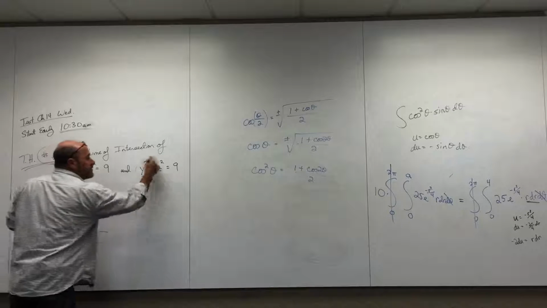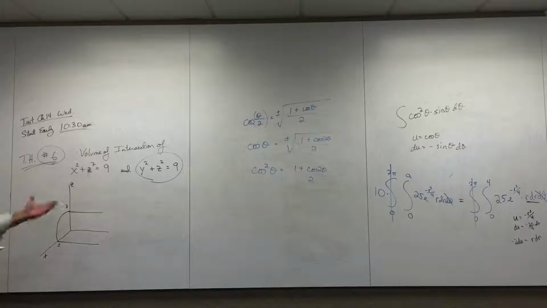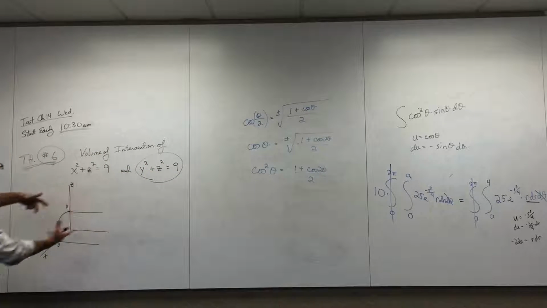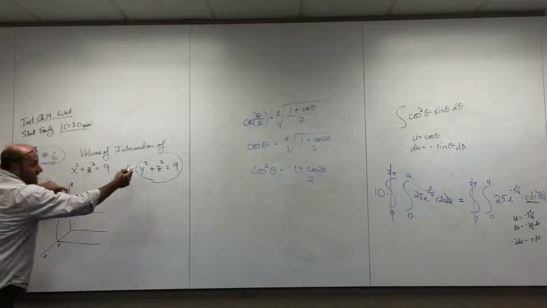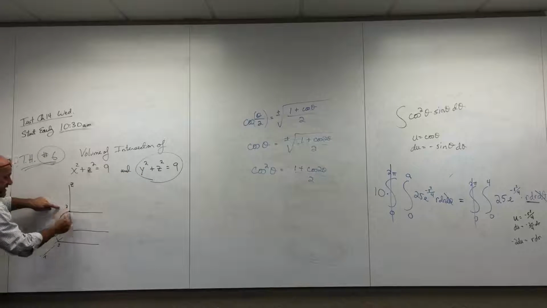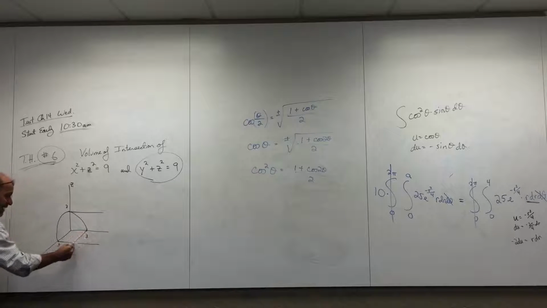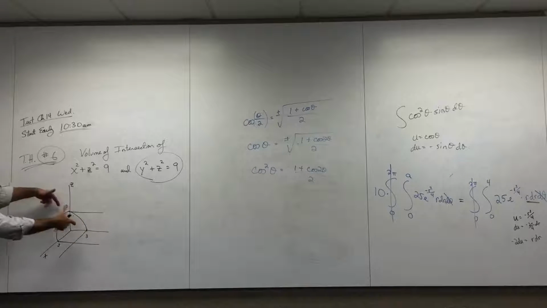Okay, what's this one? Oh, that's a cylinder of radius 3 with x missing. It's running along the x-axis. In the yz plane, it's hitting z at 3 and y at 3. And then it's running out at me. It's a quarter of a cylinder running out at me.